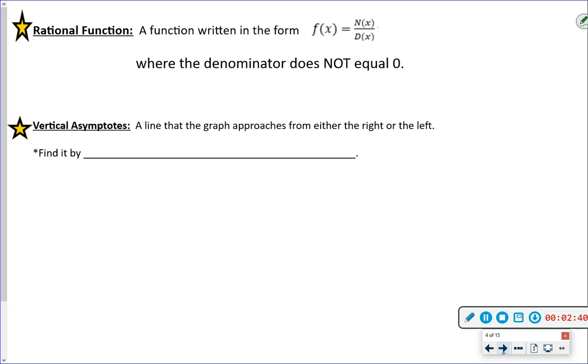So you can see at the top a rational function, of course, written as a fraction. You can't divide by 0. The denominator can't be 0. We just talked about all of that good stuff in the warm-up. Now, that is also your vertical asymptote, a line the graph approaches from the right or the left. Very simple. You find it by setting the denominator equal to 0. So kind of like what we were just working on.